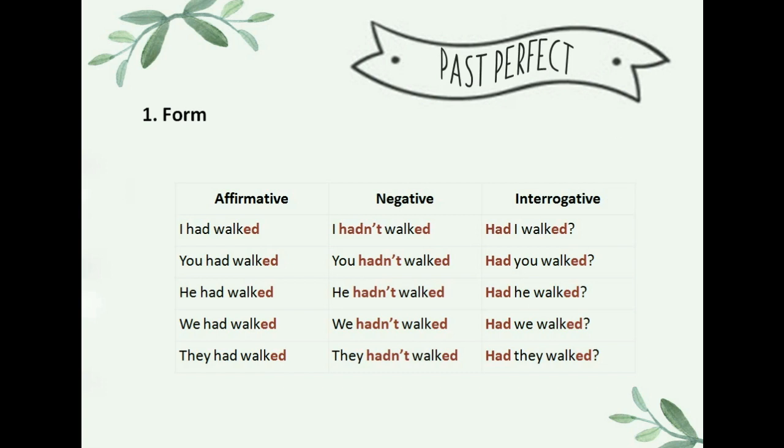How about an irregular verb? Here you've got the chart. I had spoken would be the affirmative. I hadn't spoken would be the negative form. And the interrogative is had I spoken. Easy, right?